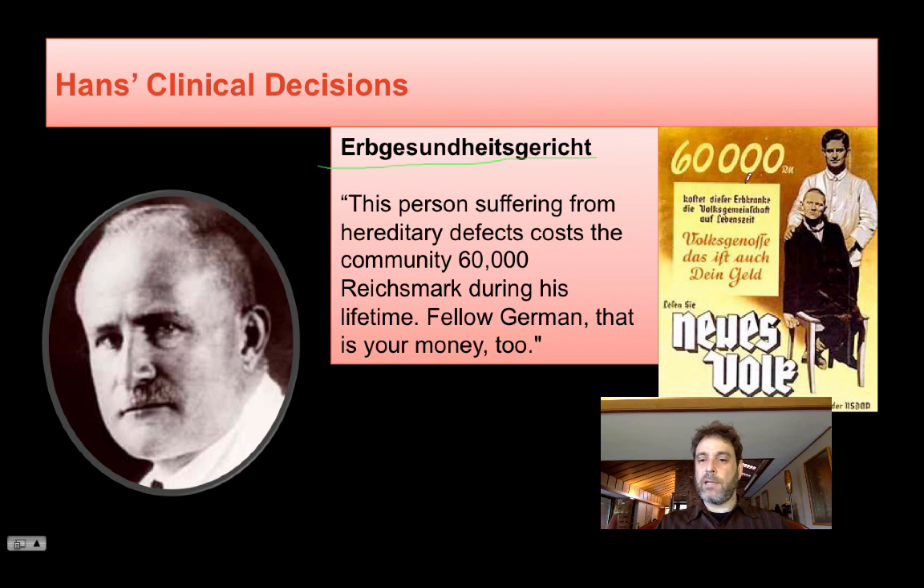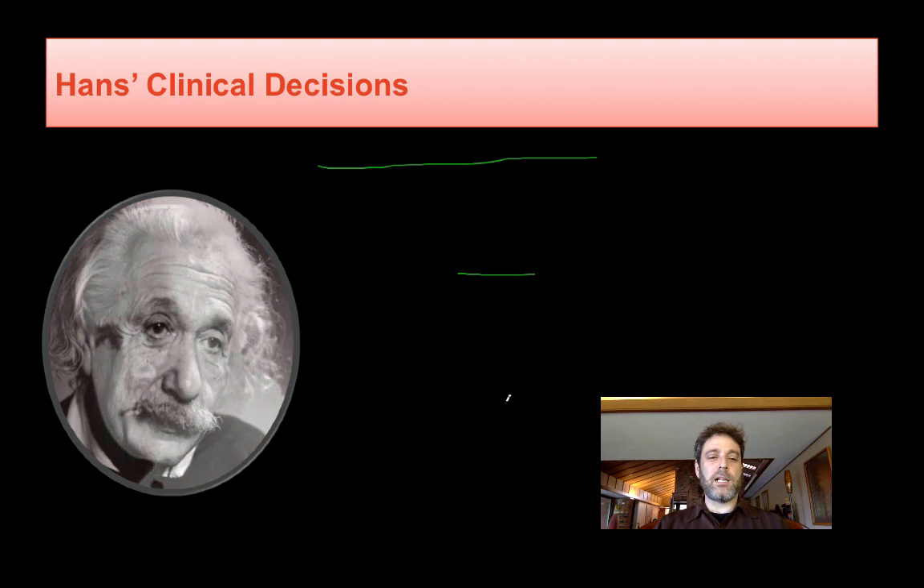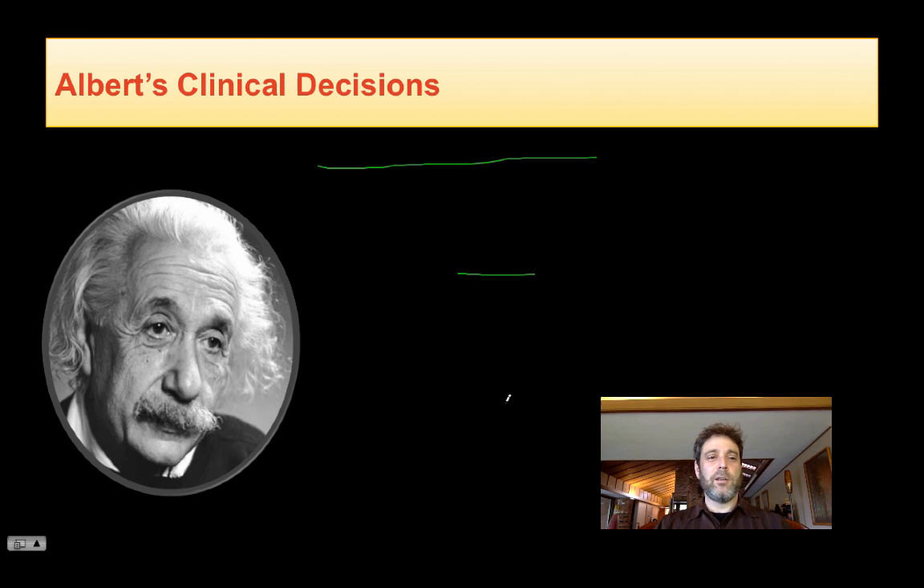This is one of the propaganda posters related to this hereditary health court, where it was saying that Germans' taxpayer dollars went to paying for the support of people with disabilities, and that wasn't a good usage of money. So although I really should be doing Hans's clinical decisions, I am choosing instead to use somebody whom I prefer, and that person is Albert Einstein, who has actually got very little to do with electroencephalography, but nonetheless, let us proceed with Albert's clinical decisions.